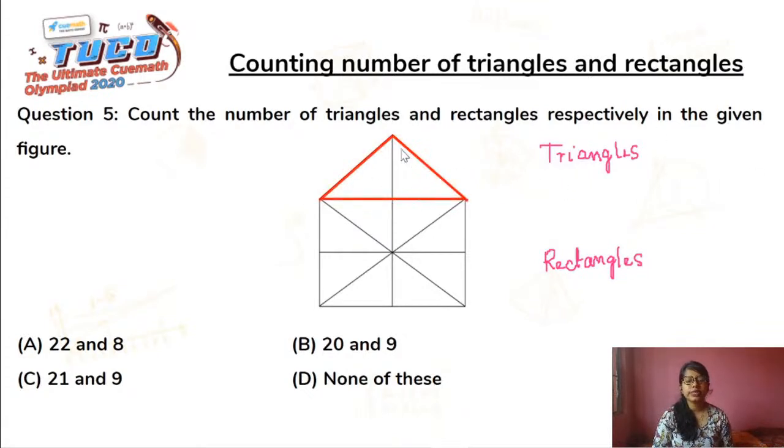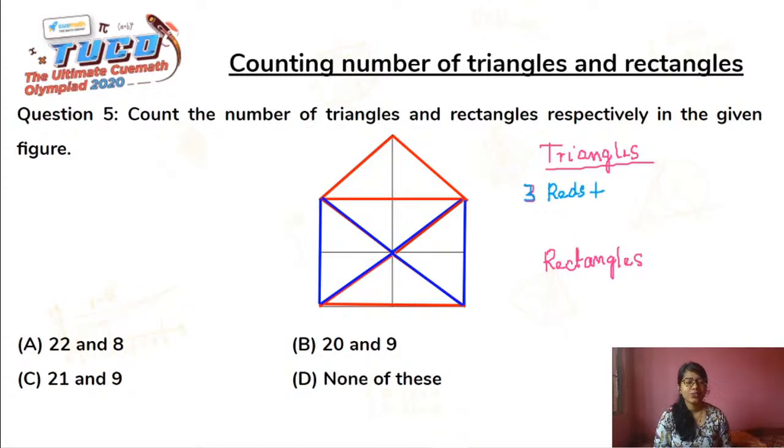So here, as you can see, this is my first triangle. 1, 2, 3. So you can see that there are 3 red highlighted triangles. So we have 3 reds. And then let's check out the next one. We have 1, 2. 2 blues. So we have 2 blues here.